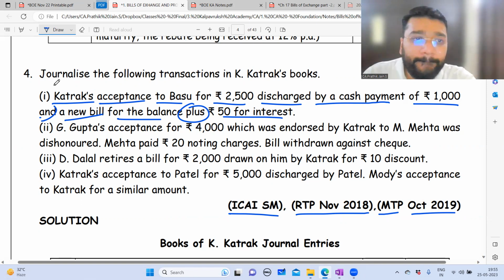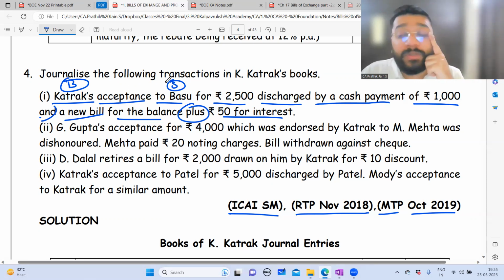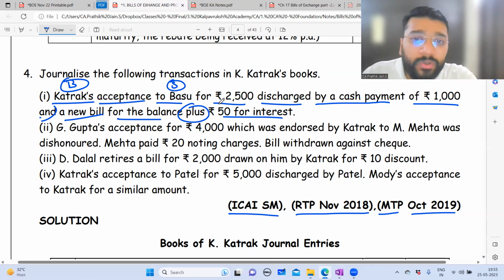Katrak is the buyer. How do you say Katrak is the buyer? Because he accepted. Yes, Katrak's acceptance. So who gives acceptance in case of a bill of exchange? The buyer gives the acceptance. So he is the buyer. Who is Basu? Seller. What is the value of the transaction involved? 2,500. So 2,500 is discharged by a cash payment of 1,000 rupees and a new bill for the balance.